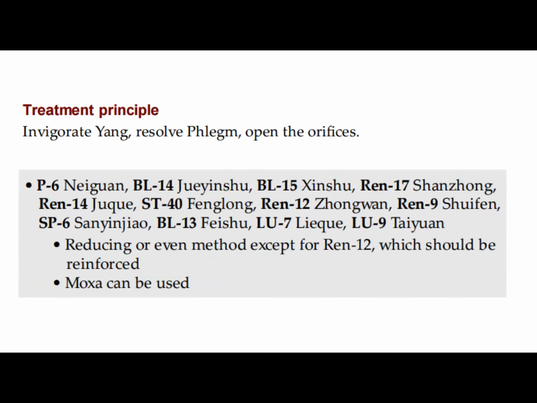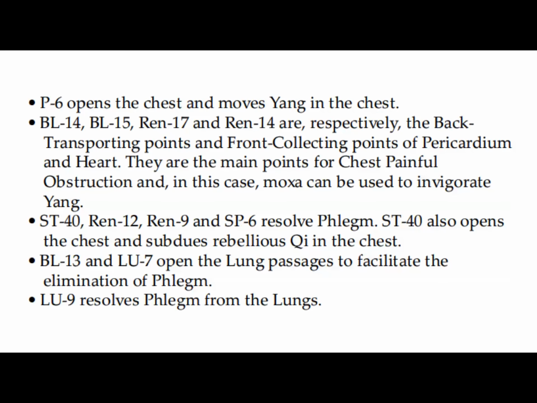Treatment principle: invigorate yang, resolve phlegm, open the orifices. Pericardium 6, bladder 14, bladder 15, REN 17, REN 14, stomach 40, REN 12, REN 9, spleen 6, bladder 13, lung 7, lung 9. Reducing or even method except for REN 12, which should be reinforced. Moxa can be used. Pericardium 6 opens the chest and moves yang in the chest.